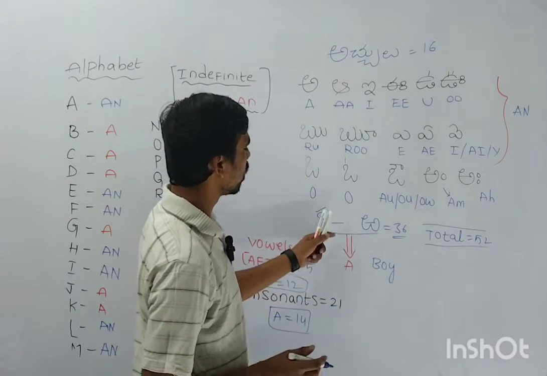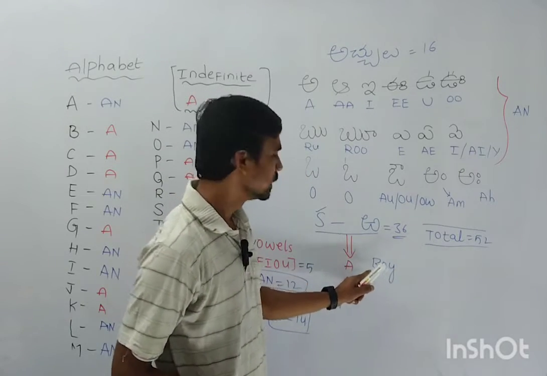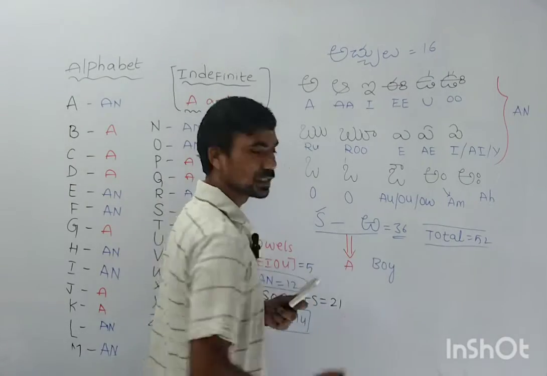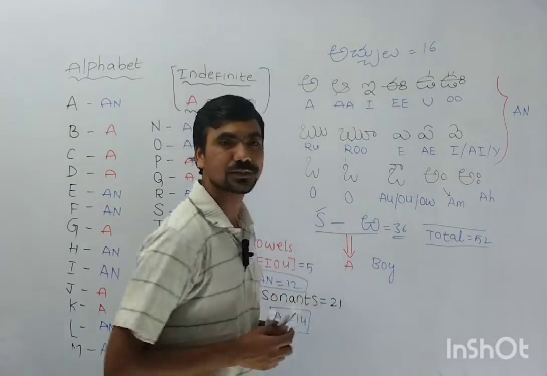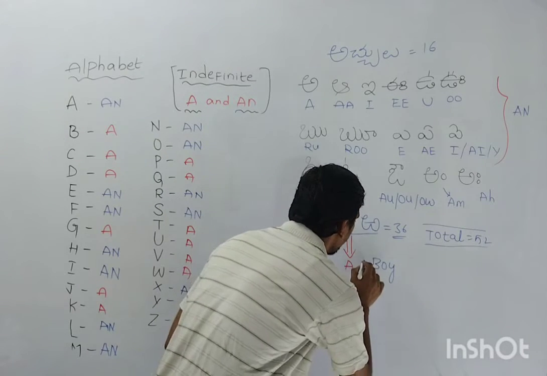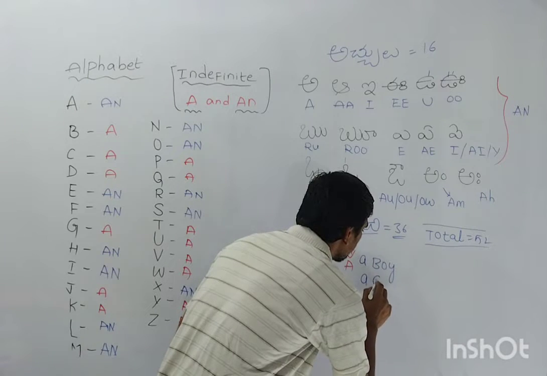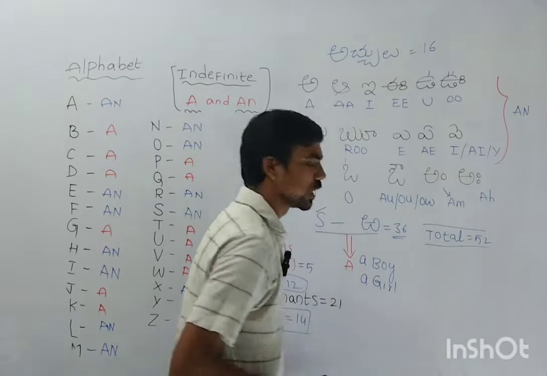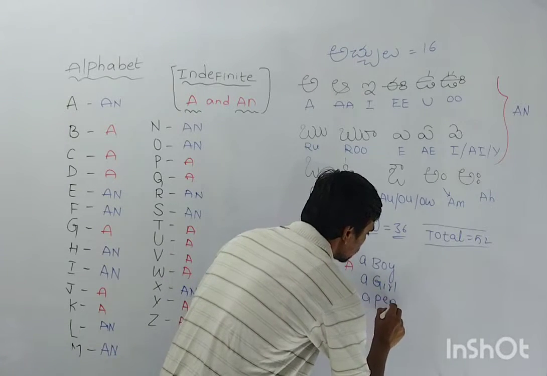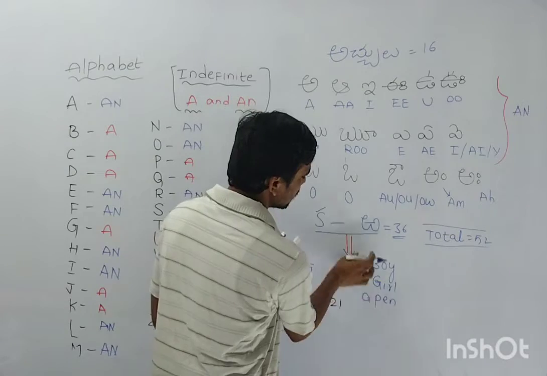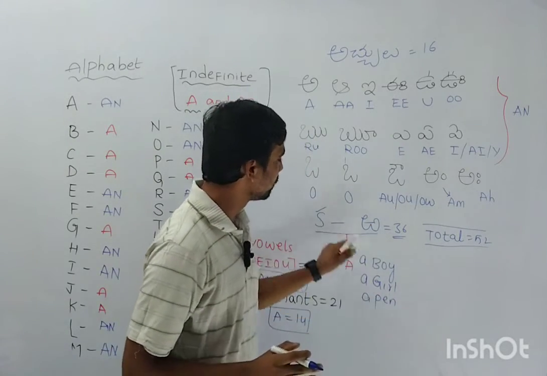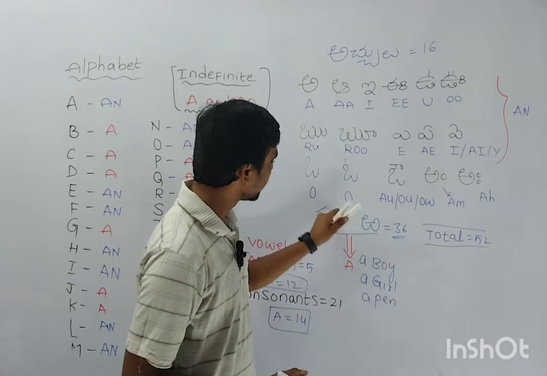The sound should be bo. So you can simply use a boy. For example, girl: a girl, G-I-R-L. Pen, a pen. See guys, I wrote from here to there; the sound should be from here to here. So you can easily identify: pen, a pen.